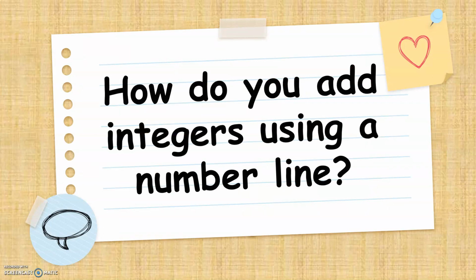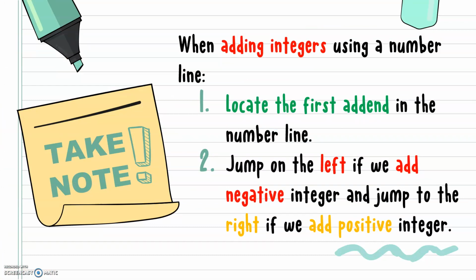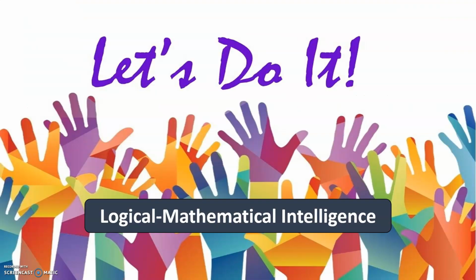Now, how do we add integers using a number line? When adding integers using a number line, first we locate the first addend on the number line. Then we jump to the left if we are adding a negative integer, and we jump to the right if we add a positive integer. Let's have some more examples to understand this better.